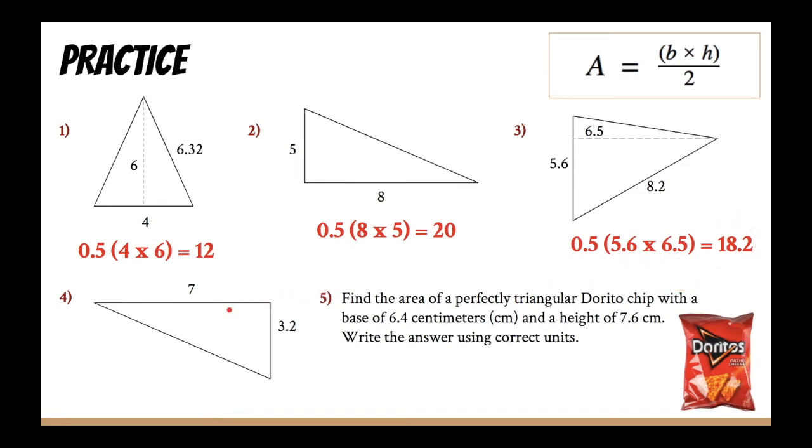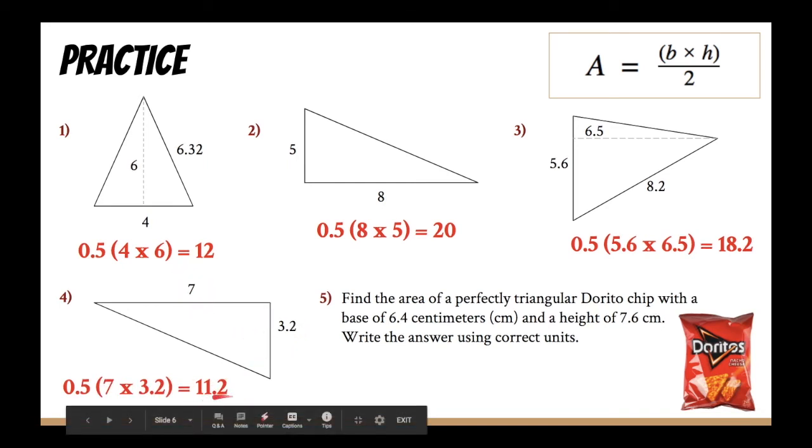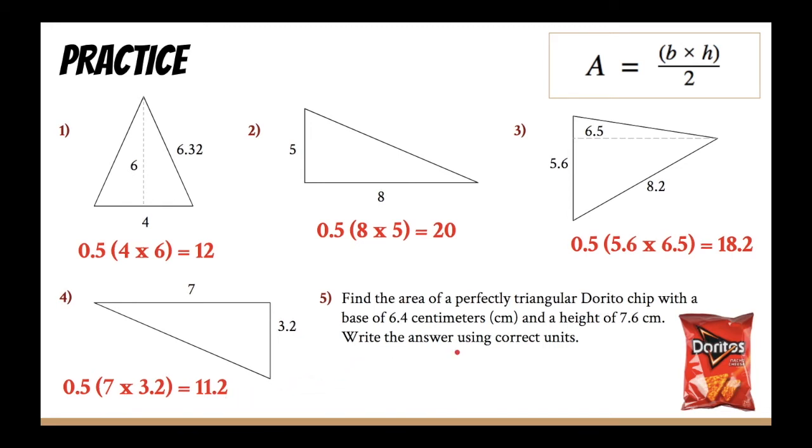Let's move on to question 4. The answer will be revealed in 3, 2, 1. Following the formula, 7 times 3.2 divided by 2, or multiplied by 0.5, is equal to 11.2. Now number 5. Find the area of a perfectly triangular Dorito chip with a base of 6.4 centimeters and a height of 7.6 centimeters. Write the answer using correct units.